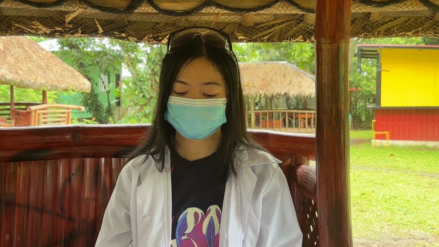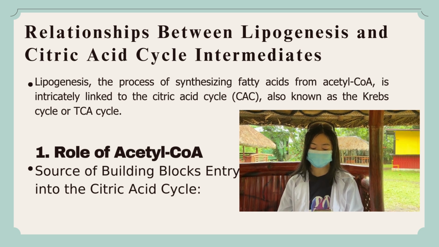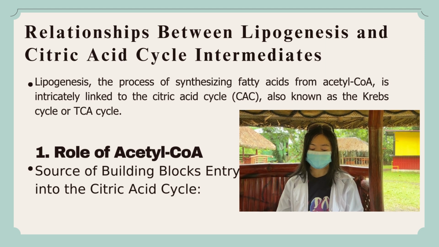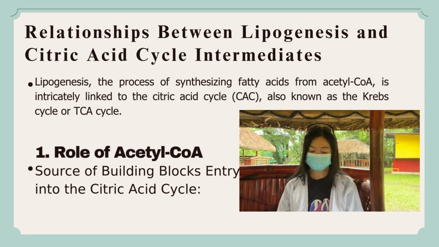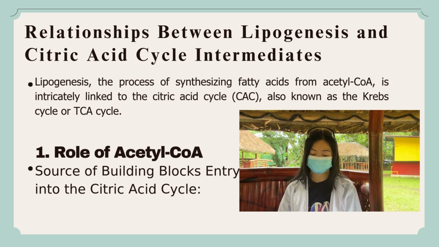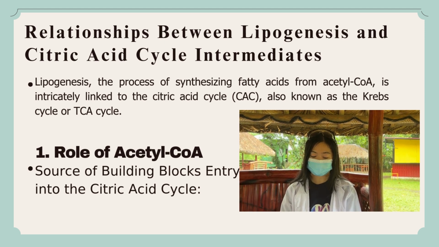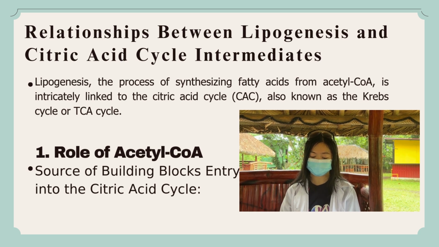Relationships between lipogenesis and citric acid cycle intermediates. Lipogenesis is the process of synthesizing fatty acids from acetyl-CoA and is intrinsically linked to the citric acid cycle, also known as the Krebs cycle or TCA cycle. Understanding this relationship is crucial for comprehending how the body manages energy storage and utilization. Here are the key points regarding the relationship between lipogenesis and citric acid cycle intermediates.